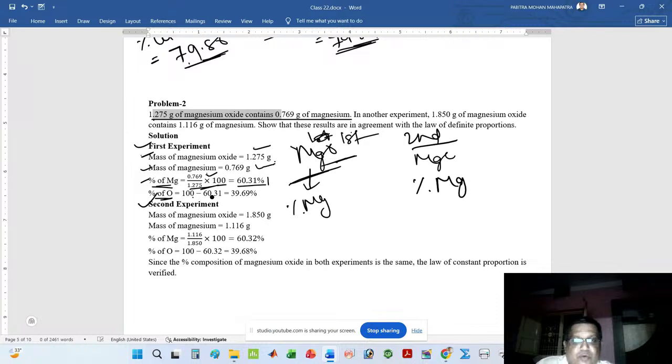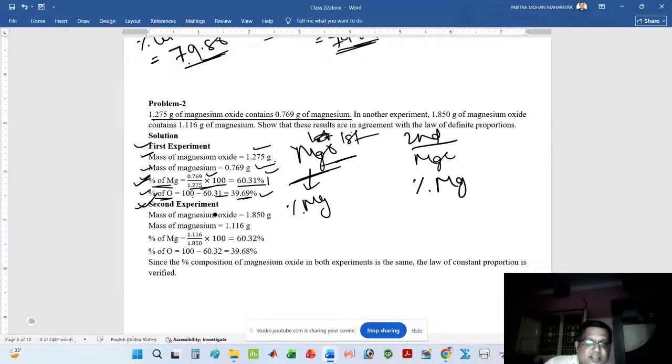That is your 39.69. In the first experiment, percentage of magnesium is 60.31, and percentage of oxygen is 39.69. Now move to the second experiment.